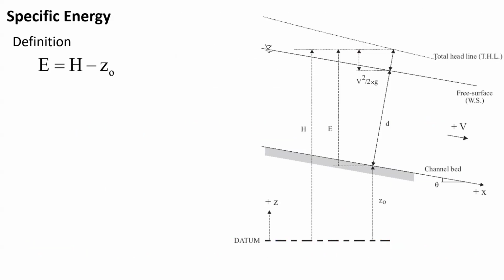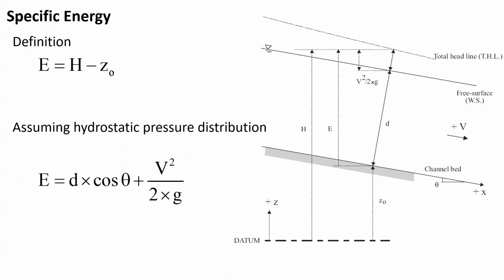By definition, the specific energy is the total head using the local bed elevation as datum. Big E, specific energy, being the total head minus the bed elevation. Assuming hydrostatic pressure distribution in an open channel, we obtain this expression: E equals d cos theta plus v squared over 2g, with d the water depth, v the velocity, and theta the angle between the channel bed and the horizontal.